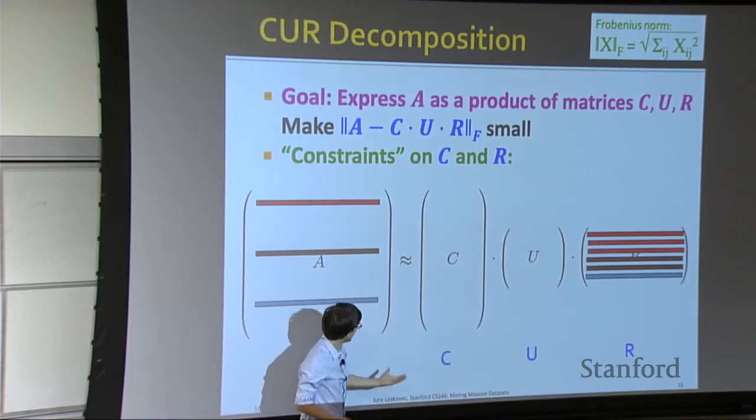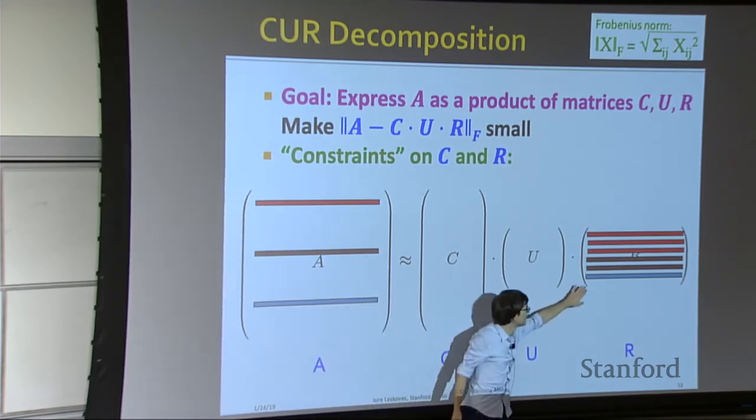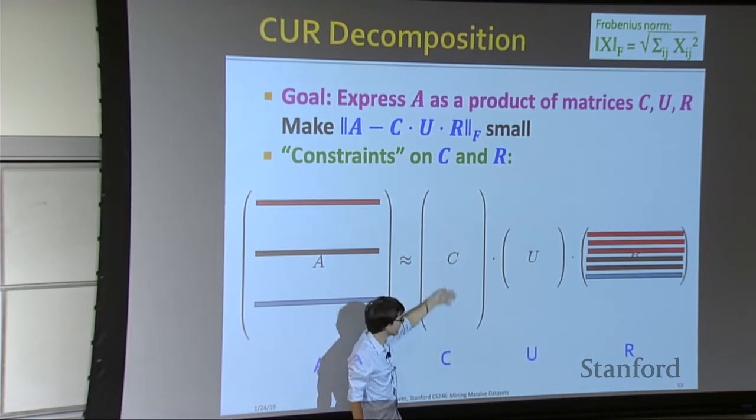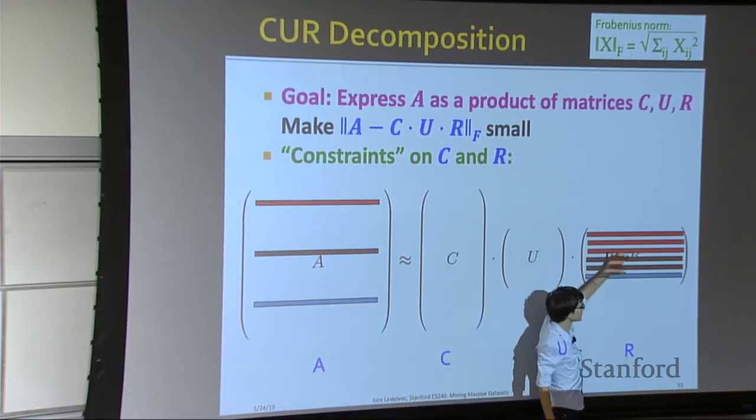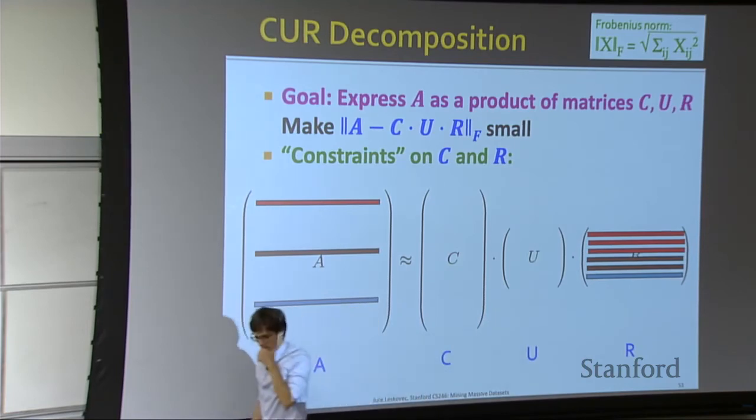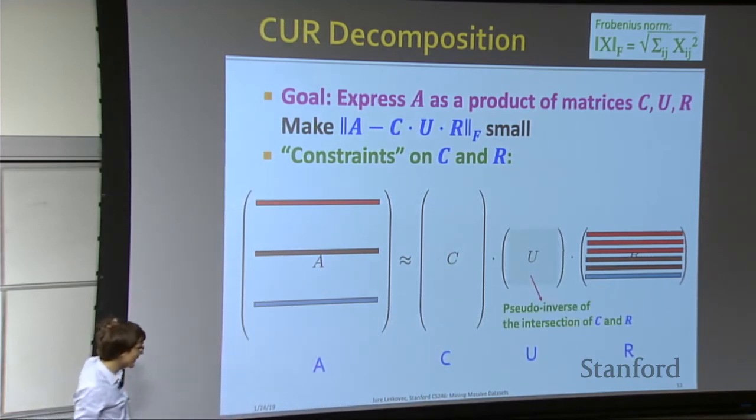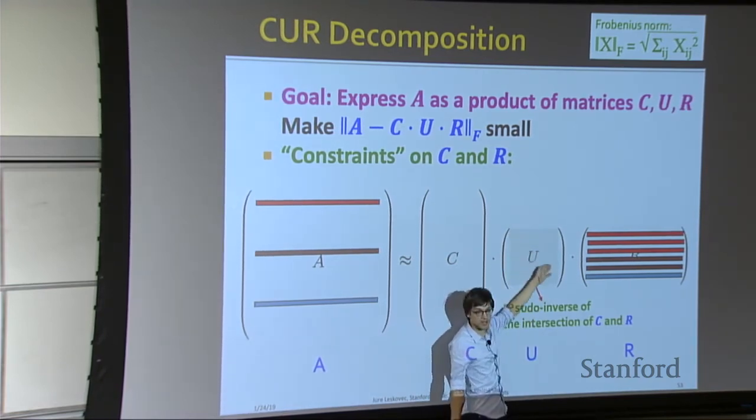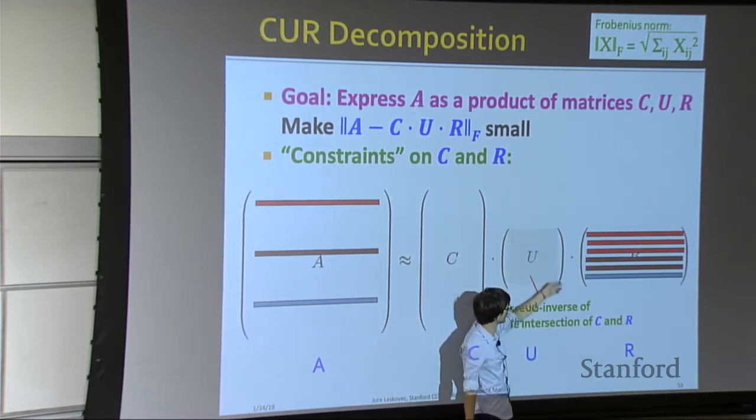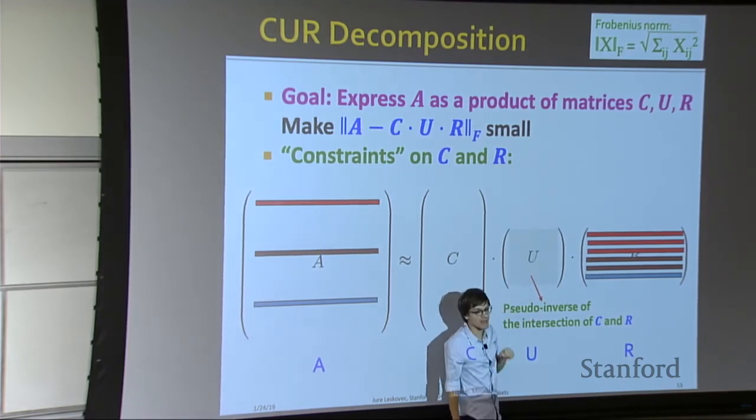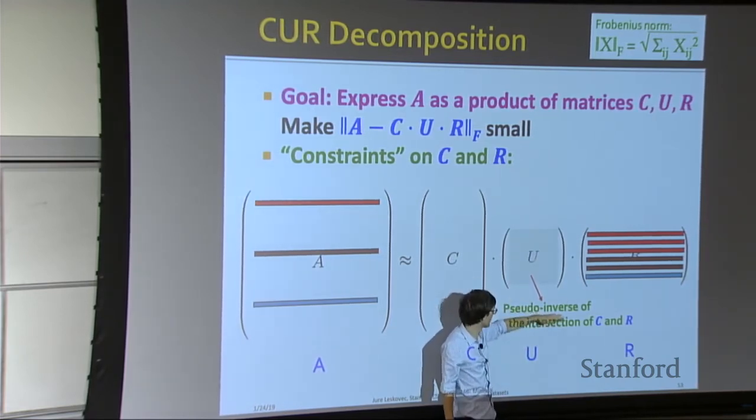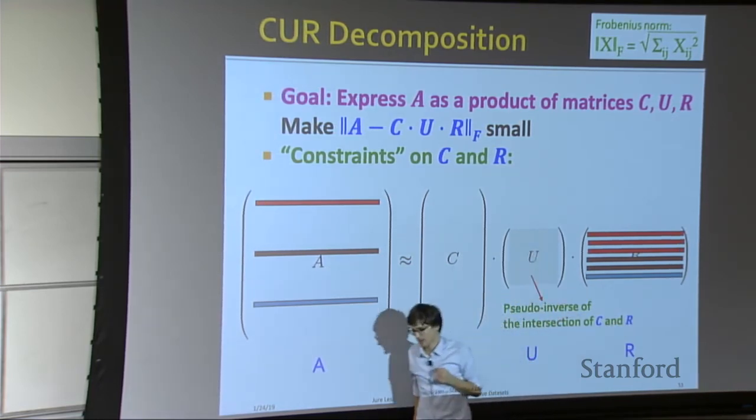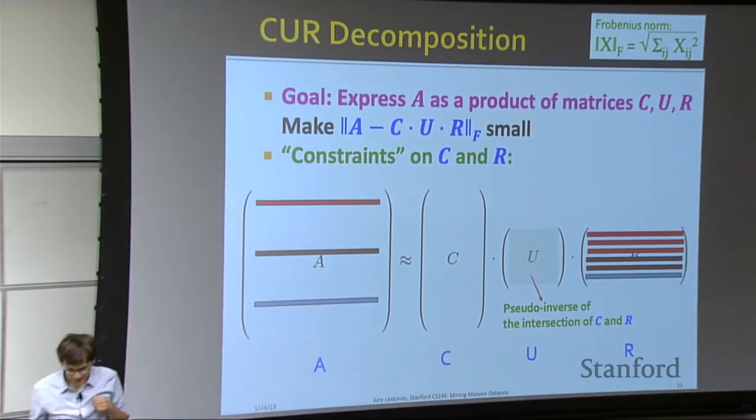So, in SVD, this was computed and this was computed, but now in CUR, we'll just sample some columns and throw them into C, and we'll sample some rows and throw them into R, okay? But what will be different is that matrix U won't be diagonal. So matrix U won't be like matrix sigma that was diagonal. Matrix U will be a dense matrix. And it will be something that is called the pseudo-inverse of the intersection of C and R. I will explain what this means, okay? But this is the idea.